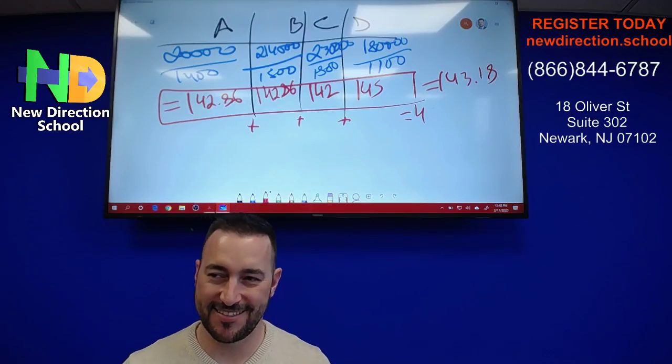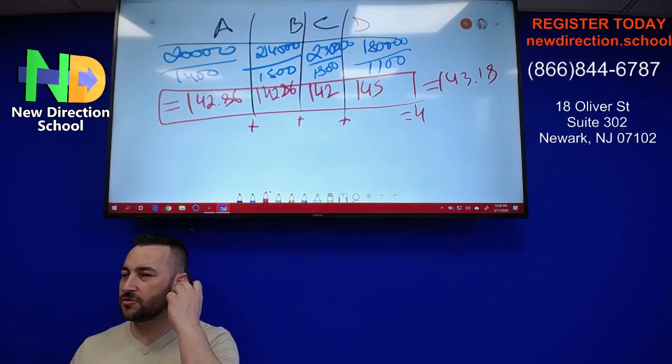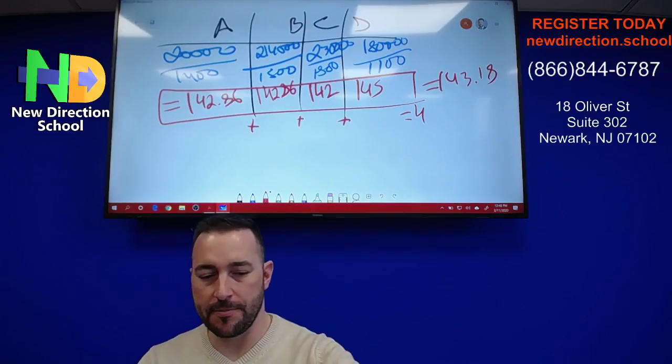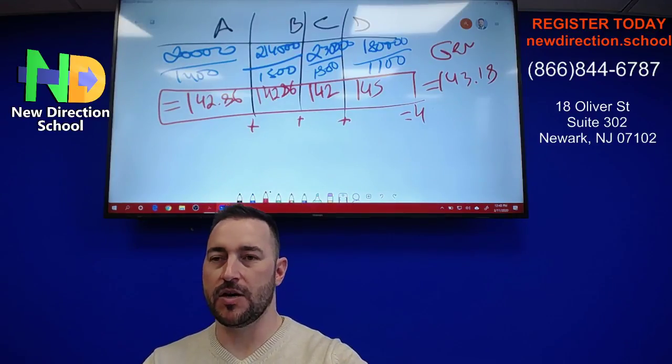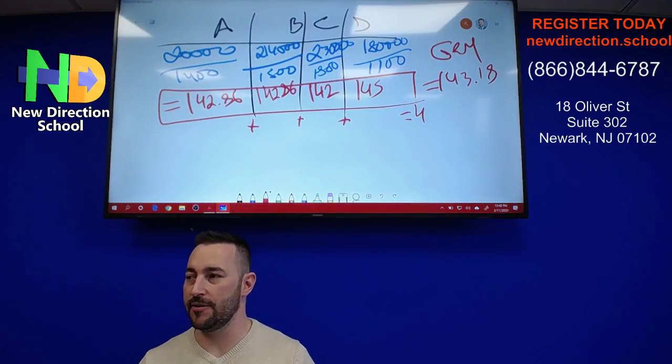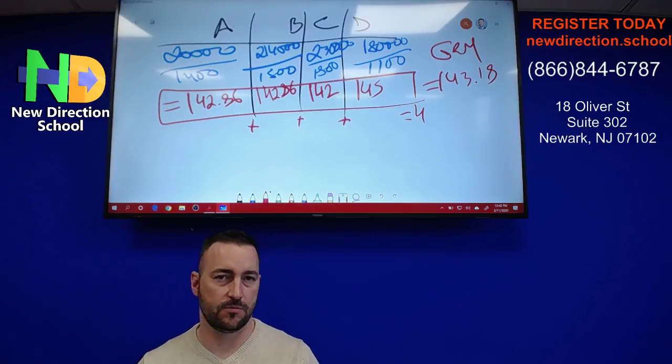All right. So it is assumed that the GRM in the area, the common denominator between all the properties in the area, is 143.18. You guys got it? Are we good so far?